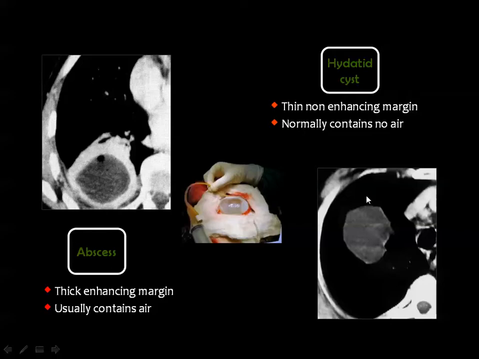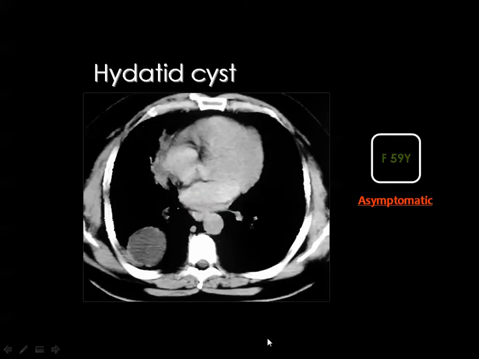And this is the difference between the hydatid cyst and the lung abscess. Actually, most of the lung abscesses contain some amount of air, and the wall of the abscess is very thick. It takes a contrast enhancement whenever you inject contrast media, while the wall of the hydatid cyst is relatively thin and it does not enhance with contrast media. And the hydatid cyst does not contain air unless it is ruptured or infected.